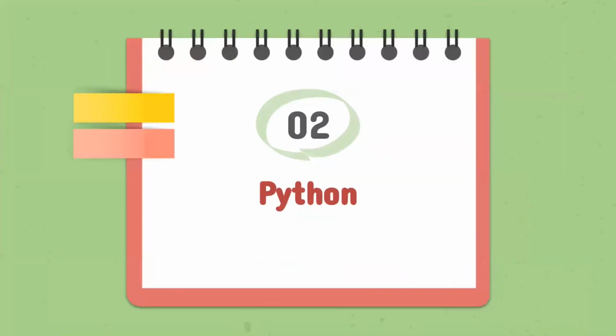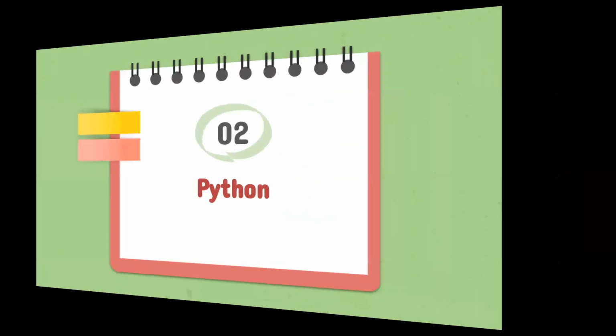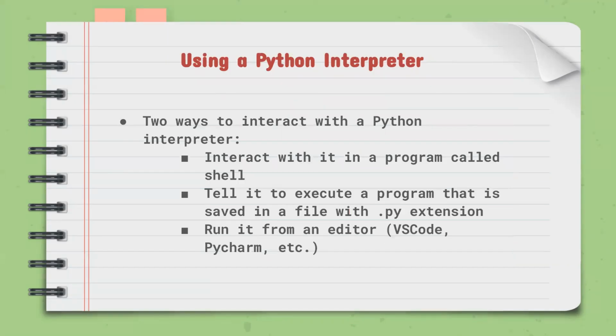So the next topic we're going to be covering is Python. Using a Python interpreter, there are basically two ways to actually interact with one. The first one is to interact with it in a program called shell. You can tell it to execute a program that is saved in a file with the .py extension, or you can also run it from an editor, as I said before, such as VS Code, PyCharm, etc.